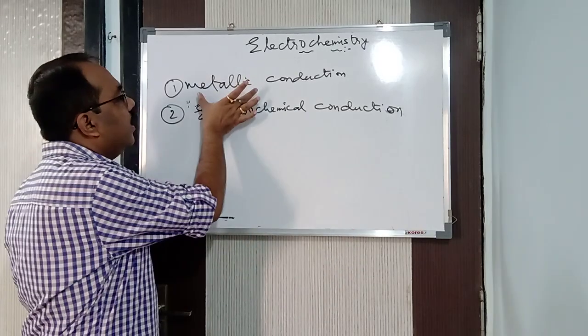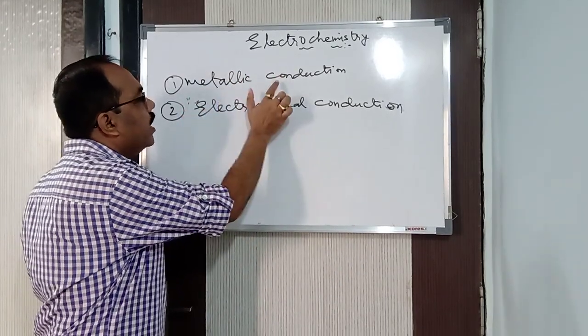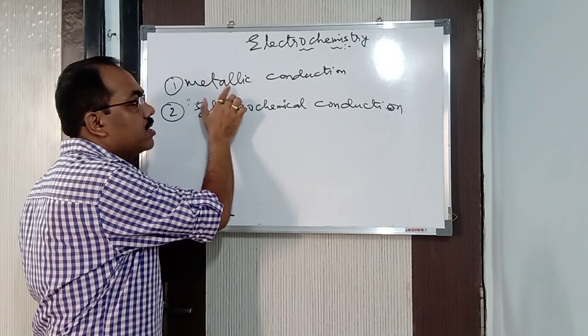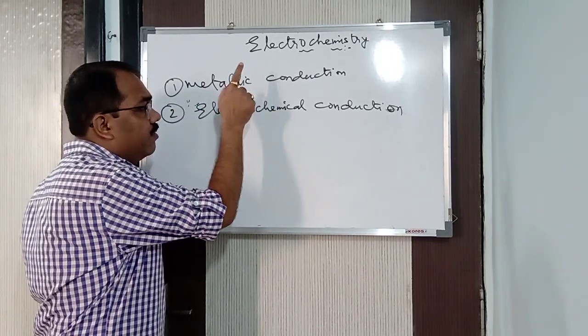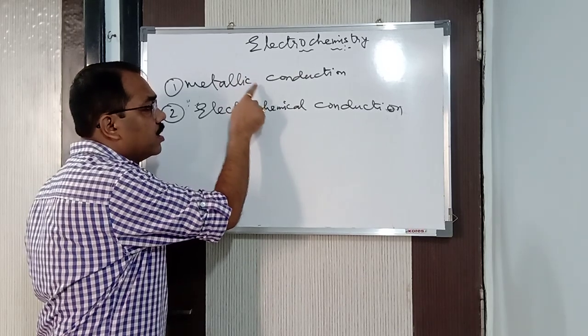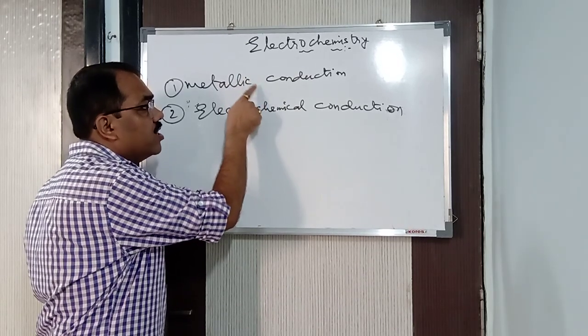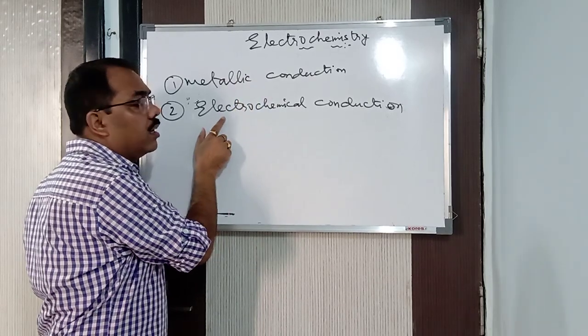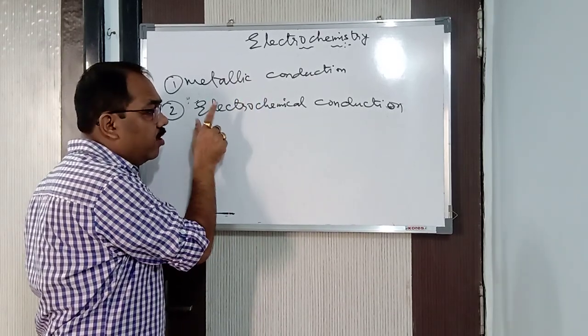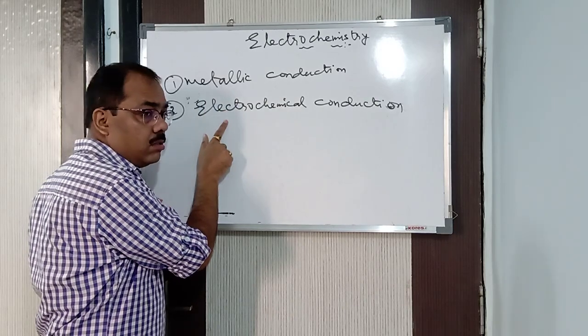Now, here the current is flowing with the help of free electrons which are present in the wire. Listen carefully now. Copper is a good conductor of electricity because it contains a large number of free electrons. But in electrochemical conduction, the current flows with the help of the free ions.